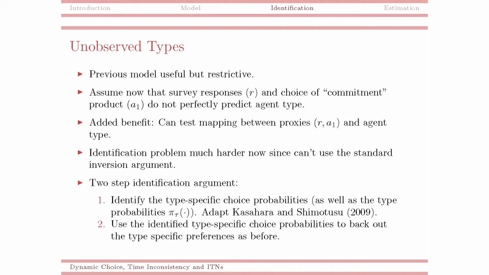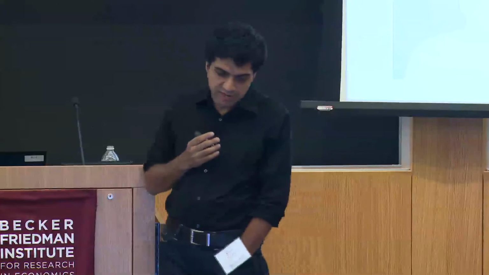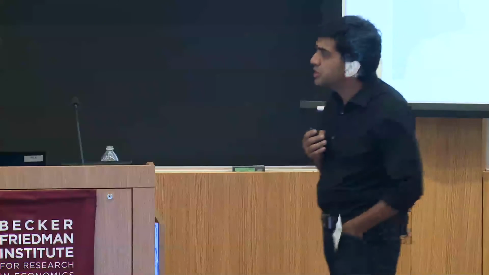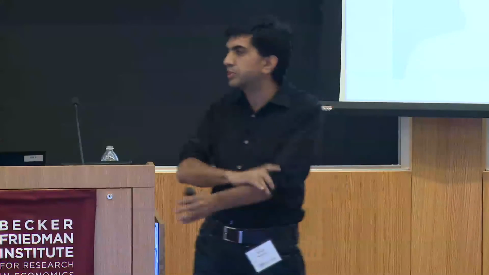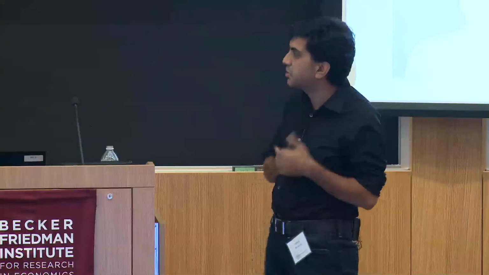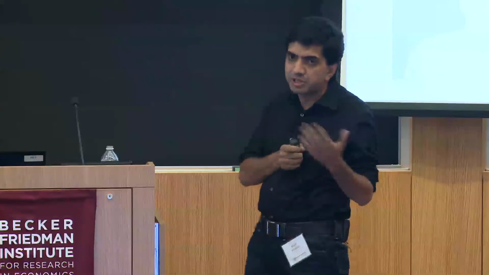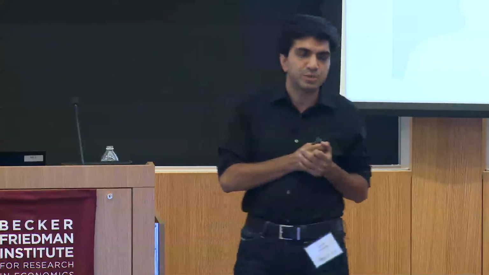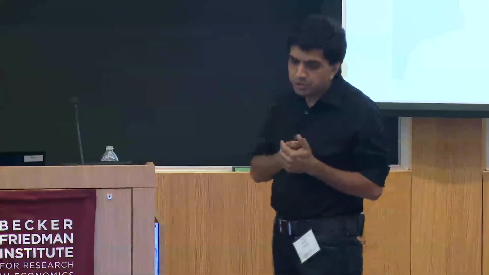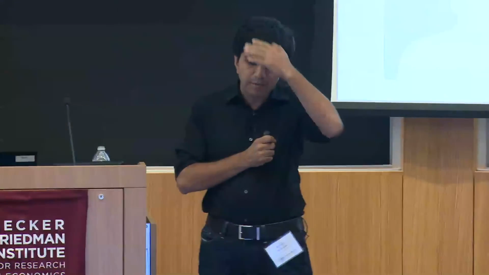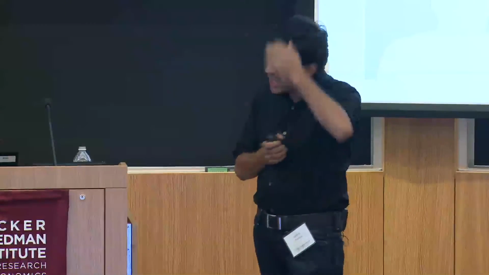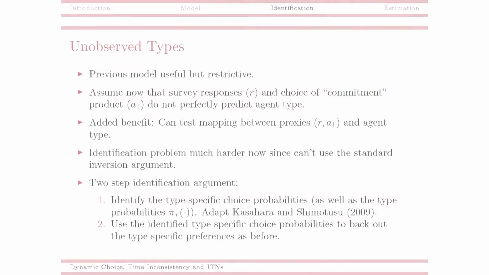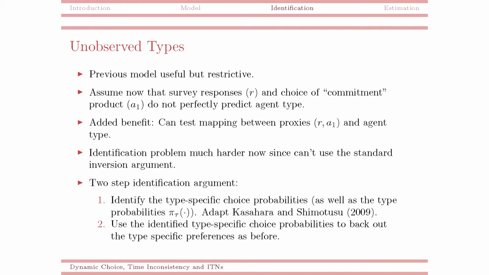The problem, of course, is that identification is now much harder, since we can't use the standard inversion arguments that we used earlier. So we're going to break identification into a two-step argument, using the key fact that all you need in the second step is the type-specific choice probabilities. Once you have them, you can go back to essentially the directly observed types case and solve the model. So in the first step we identify the type-specific choice probabilities, as well as the relative sizes of different types in the population, which I'm going to call the pi sub t's.